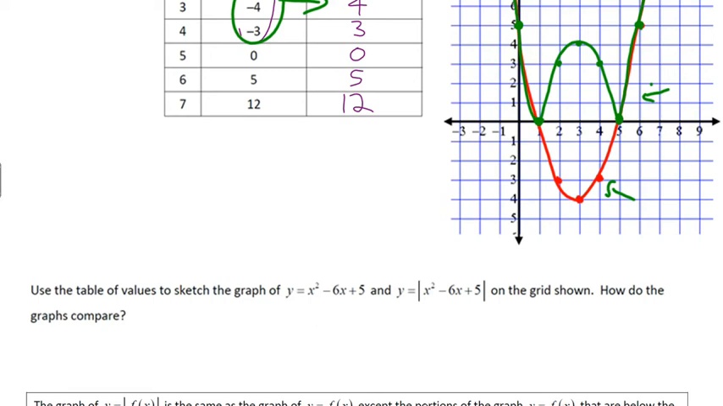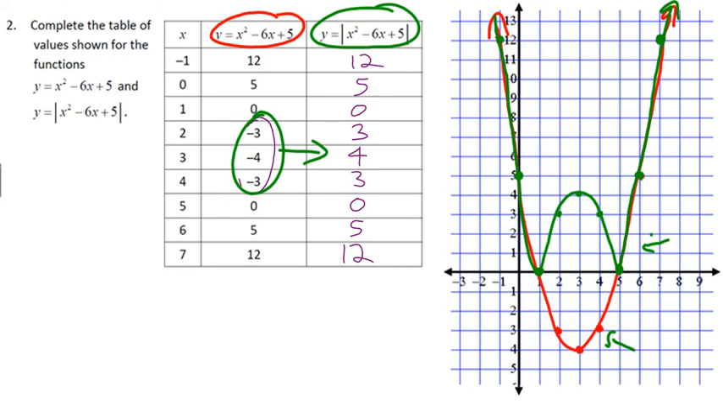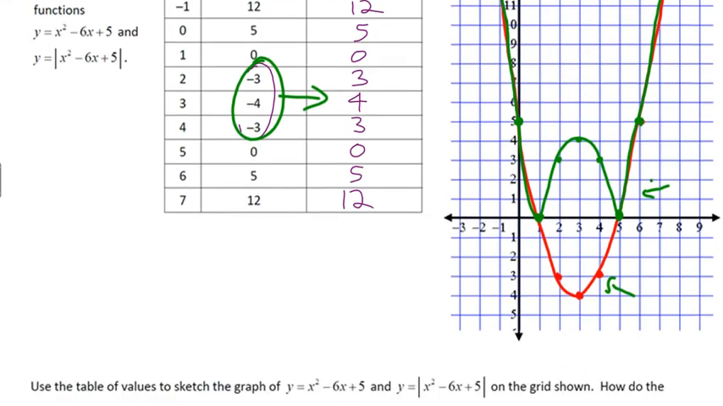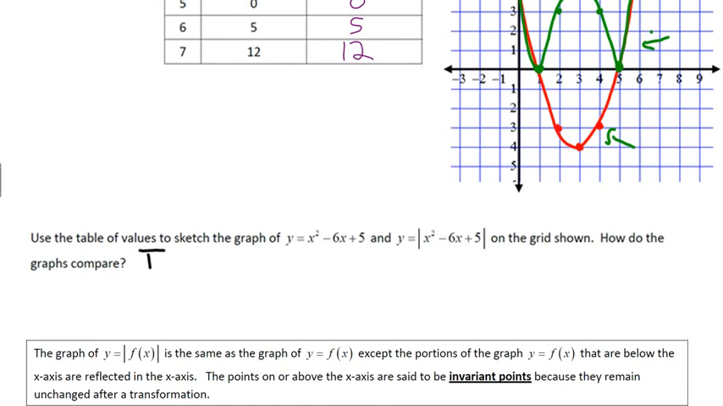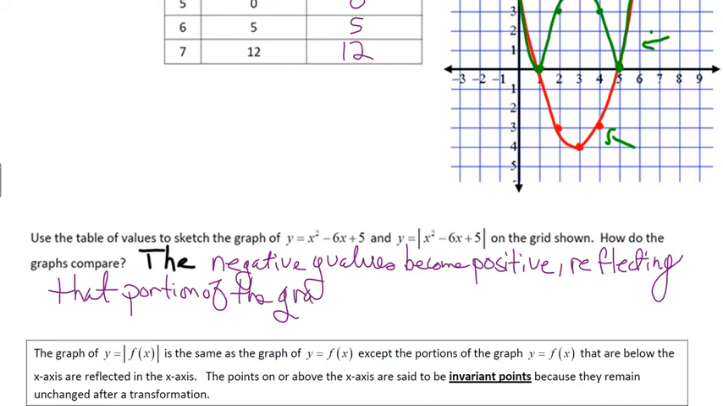Okay, any questions? Use table value to sketch the graph on the grid shown. How do the graphs compare? The negative part of the graph is reflected above the x-axis. So the negative y values become positive, reflecting that portion of the graph in the x-axis.